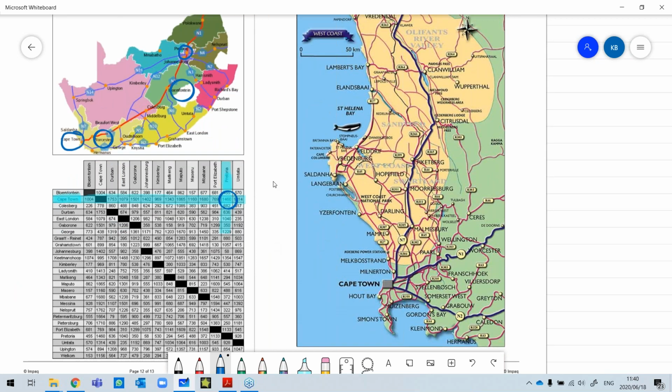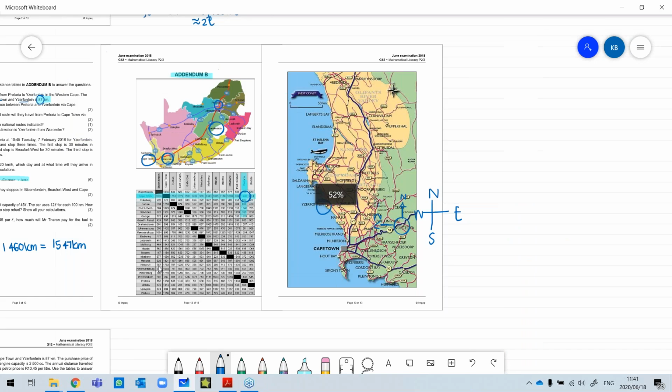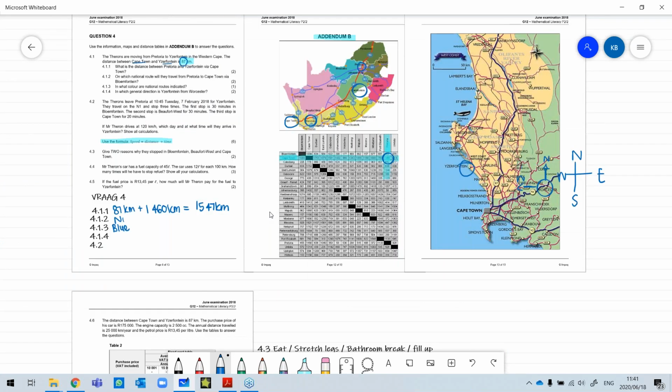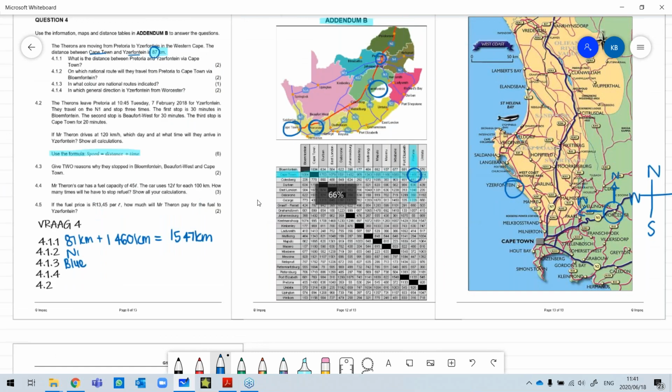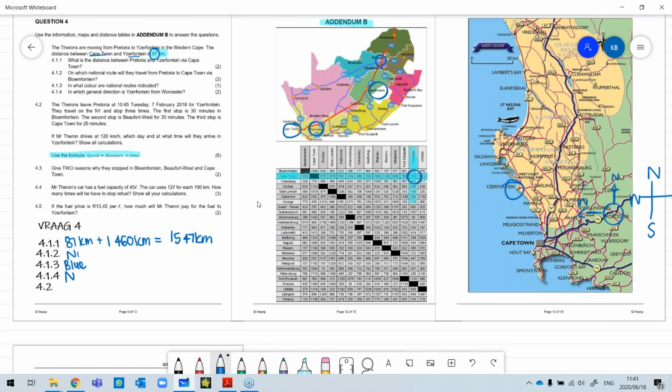Now let's quickly determine here. Here's Eiserfontein and here is Worcester. Now my general directions is north, south, west, and east. So from Worcester, I'm going to drive a little bit up. So I'm going to drive a little bit north and I'm going to drive a little bit to the west. So therefore, my answer will be northwest. There we go, northwest.